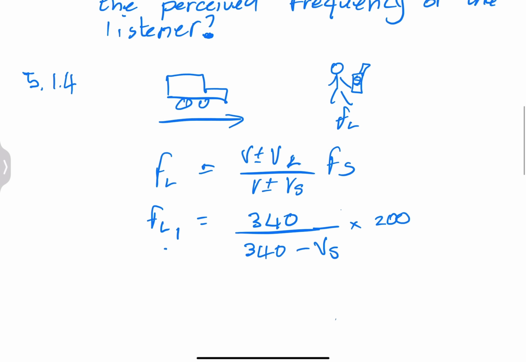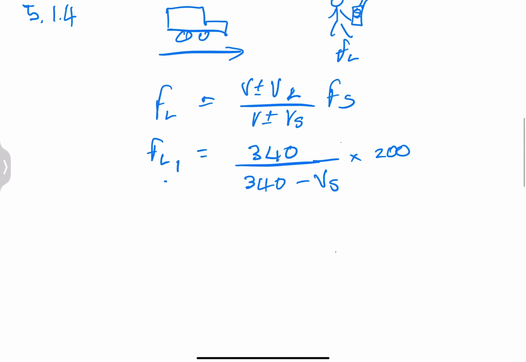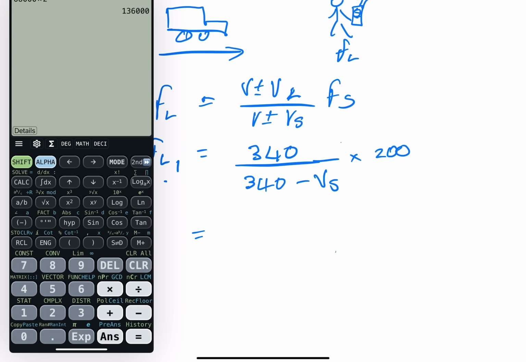Okay, so that was our first formula. If you look at this, that's 340 times 200. I'm just trying to get it to be as neat as possible. So that would be 68,000 divided by 340 minus Vs. Okay, let's call that equation 1, as we said.